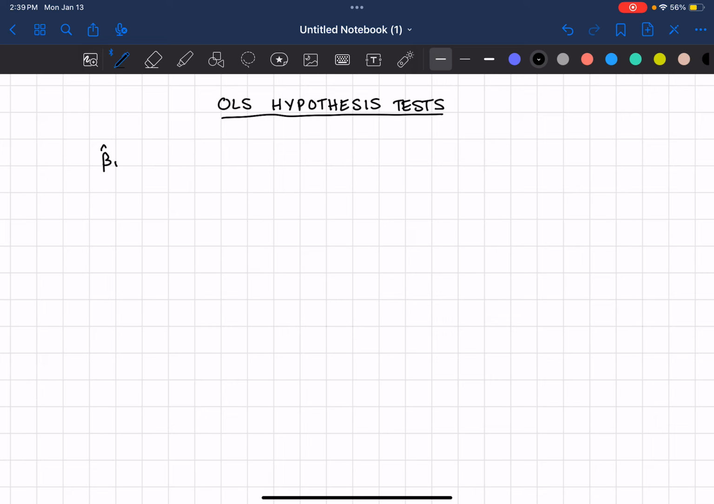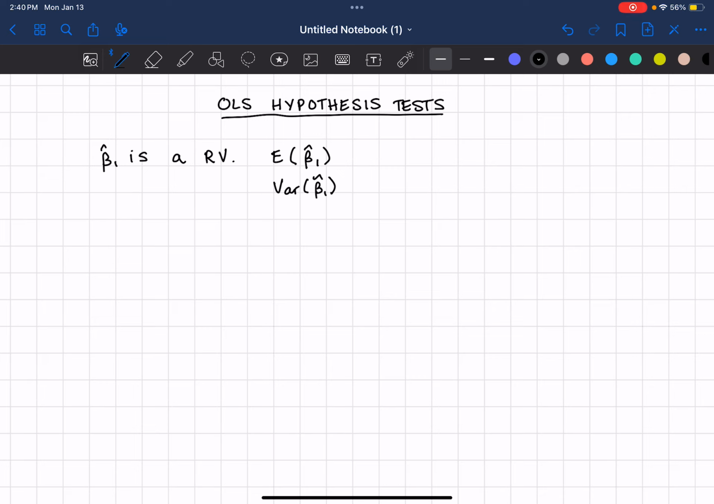So different samples will yield different beta 1 hats, which means beta 1 hat is a variable that cannot be predicted exactly, which makes it a random variable. Beta 1 hat is a random variable. Because it's a random variable, it has an expectation and it has a variance. The expectation of beta hat 1 and the variance of beta hat 1.